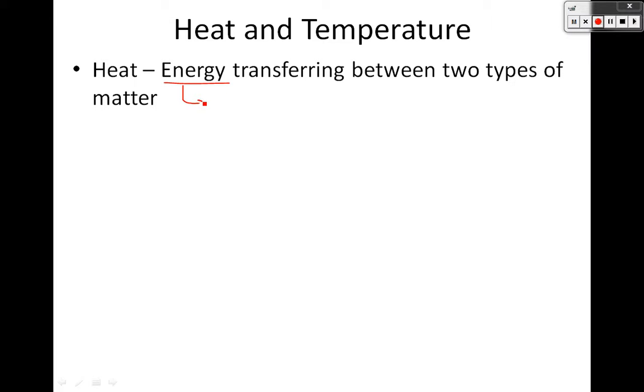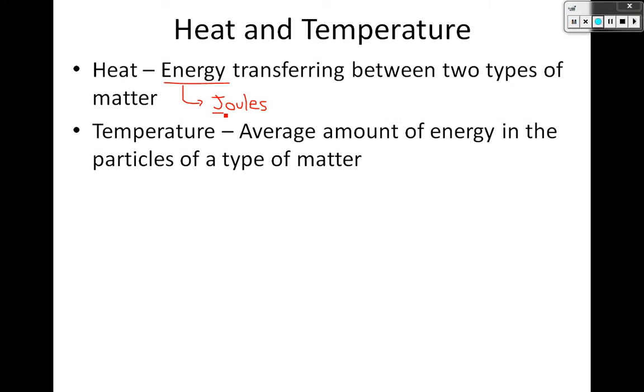And energy is always measured in a unit called joules. We abbreviate it with a J. And sometimes we see it as kilojoules, like kilometers, kilojoules would be 1,000 joules. Temperature then is the average amount of energy in the particles of a type of matter. So it helps us understand how hot or cold something is based on how much energy the particles in the matter have. So it's not energy transferring or moving, it's the average energy of the particles. And that's measured in degrees, like degrees Celsius or degrees Fahrenheit.